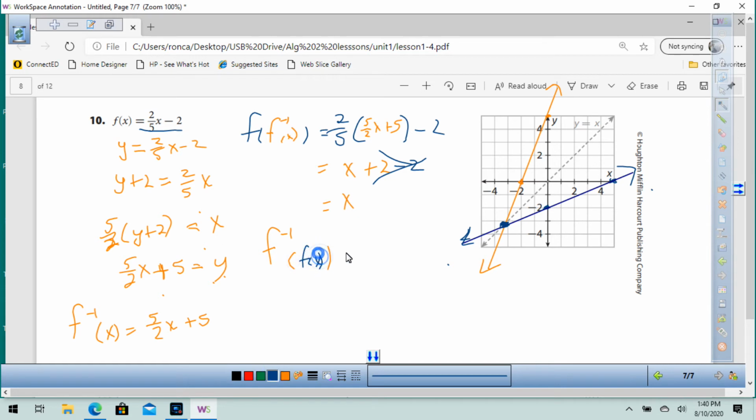F of the inverse of x. And that's going to equal 5 halves plus 5. And we have 2 fifths x minus 2. Do the arithmetic. The 5's cancel, the 2's cancel, and you're left with x. The 2's cancel, and you got minus 5 plus 5. Those cancel out, and you are left with x. So they are inverses of each other.